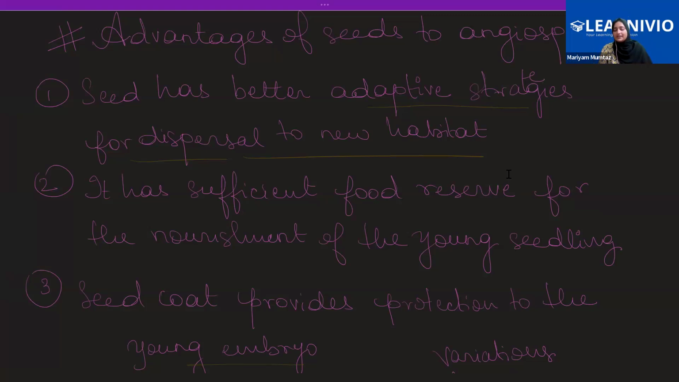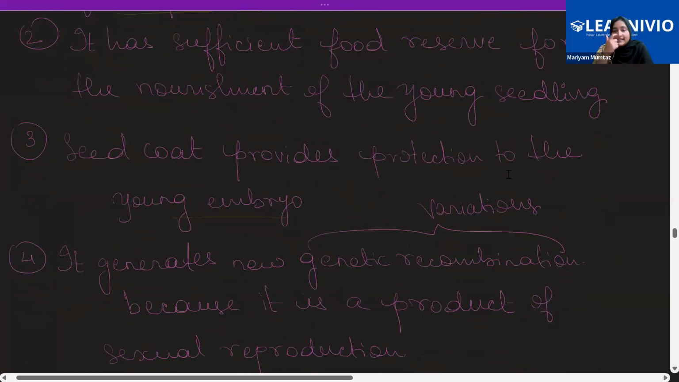Then, because of the presence of endosperm, they have a lot of food reserve. It's like a pantry. Whenever they are to give rise to a new seedling or germinate, they'll have enough food reserve in them. Then the seed coat provides protection to the young embryo.